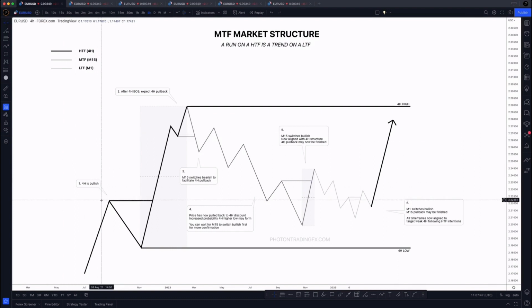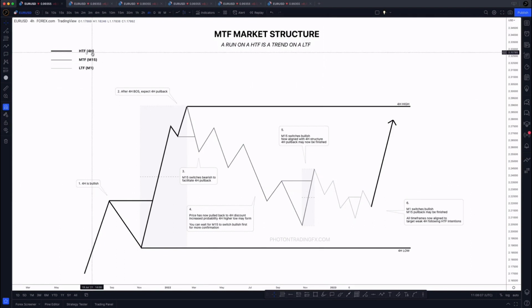Okay, so we have the thick black line, which is our higher time frame. I put actual timeframes in brackets if it helps you think about it a little bit more easily. So we've got the 4-hour chart as our higher time frame, the thick black line. We then have this thinner gray line, which is our medium time frame, the M15, and then we have the thin light gray line, which is the M1, our lower time frame, right?